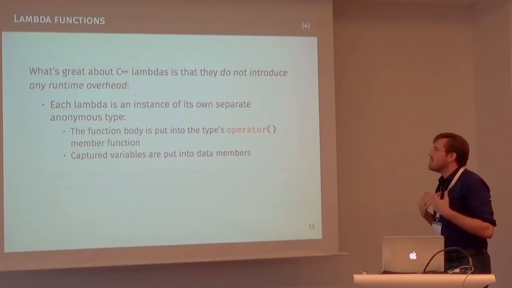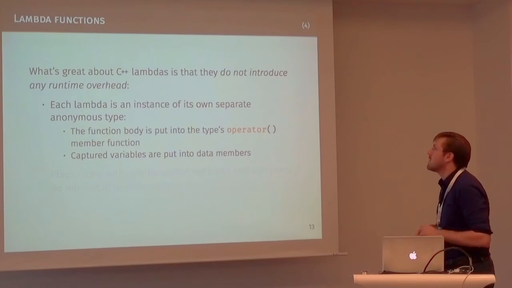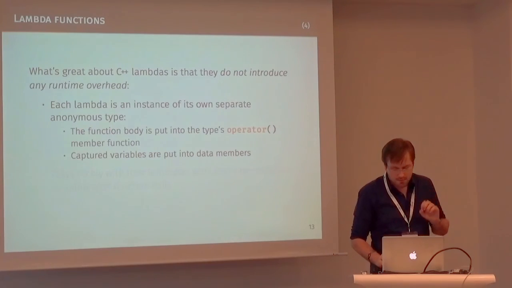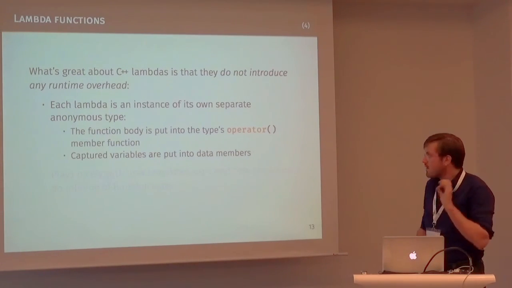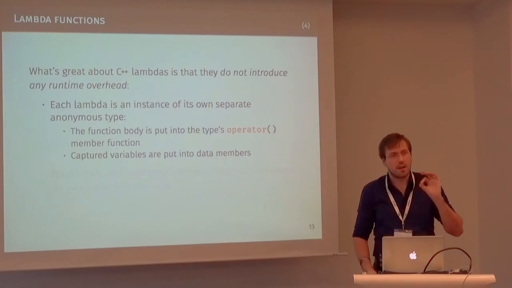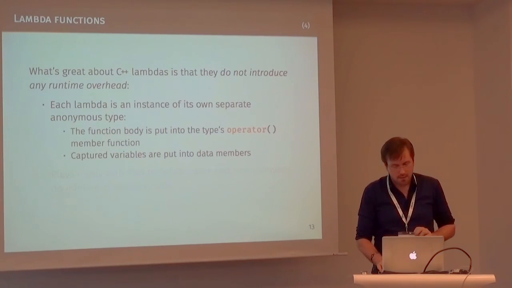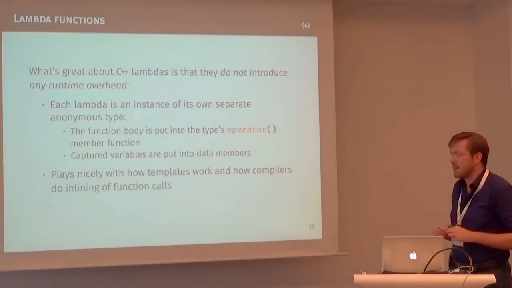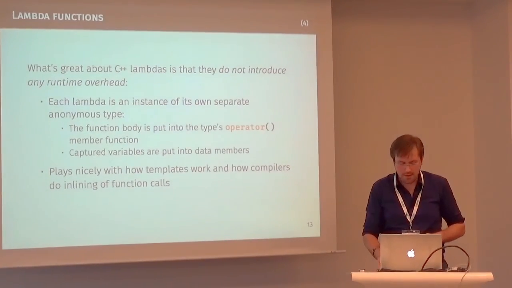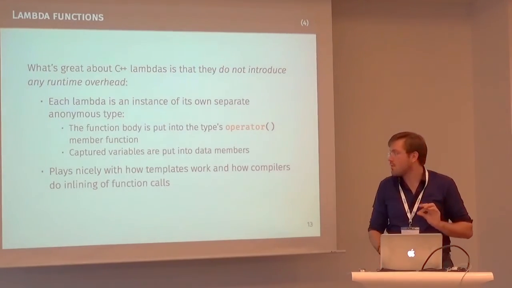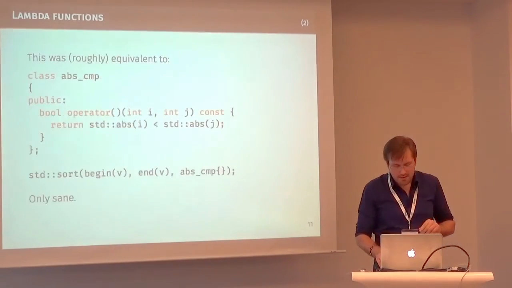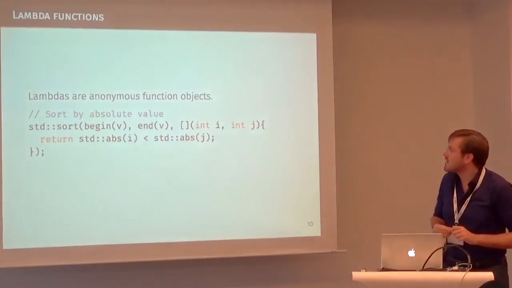This is, in my opinion, the great feature of C++ lambdas, that they do not introduce any runtime overhead whatsoever, because each lambda is an instance of its own separate type. There are no virtual functions or indirect calls. And this plays nicely with how templates work and how compilers do inlining. We have seen from Chandler's keynote that inlining is very important to C++ performance. And in this example, we can see why.